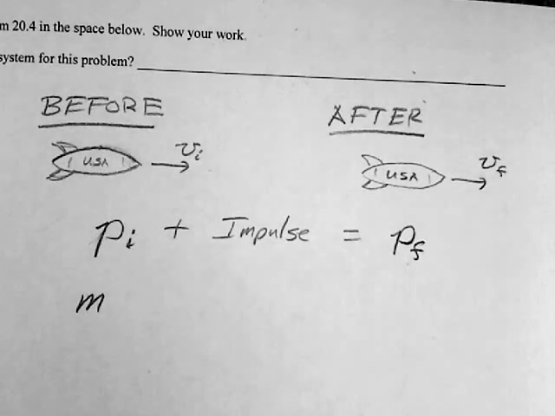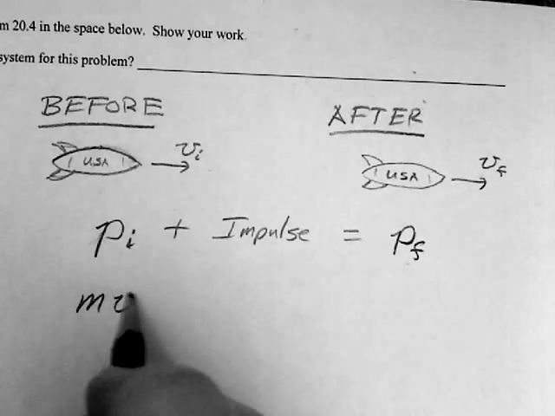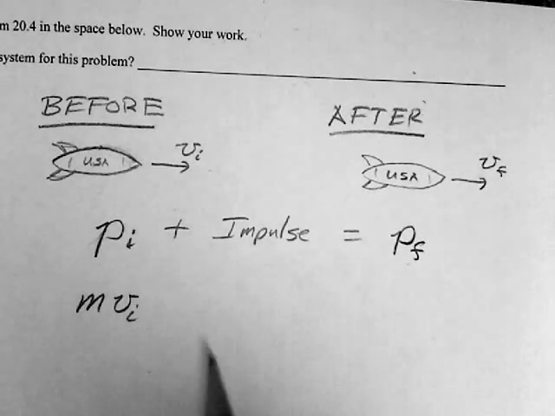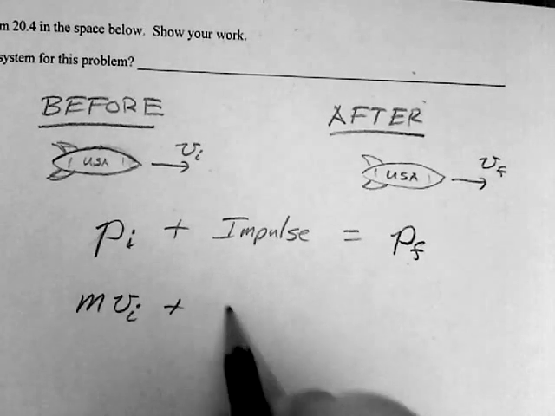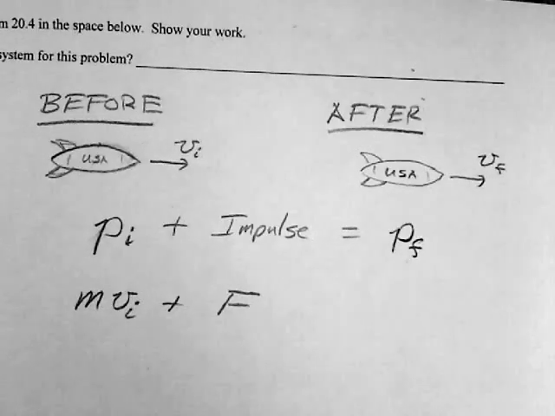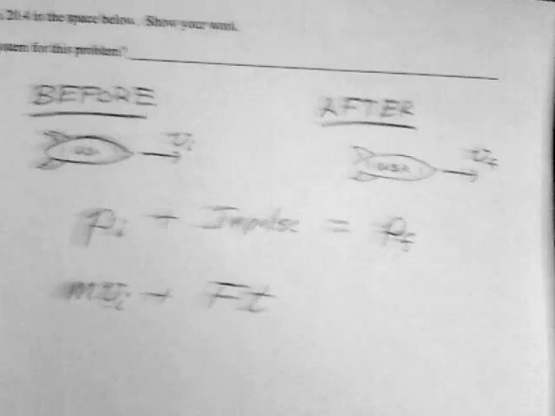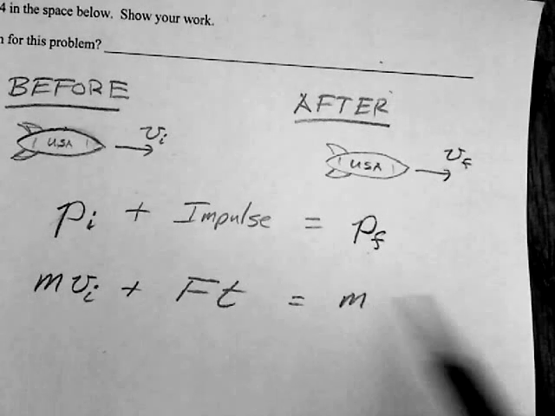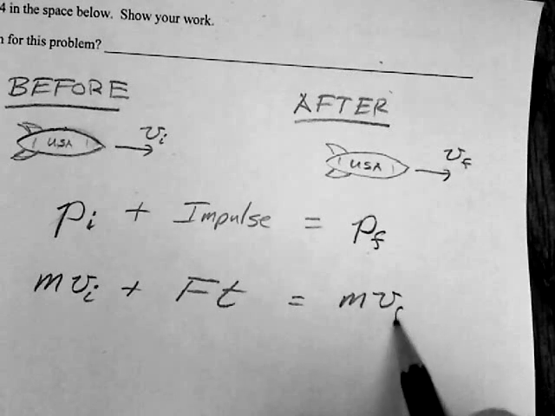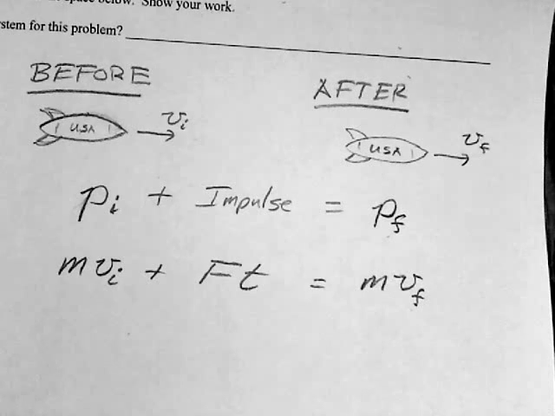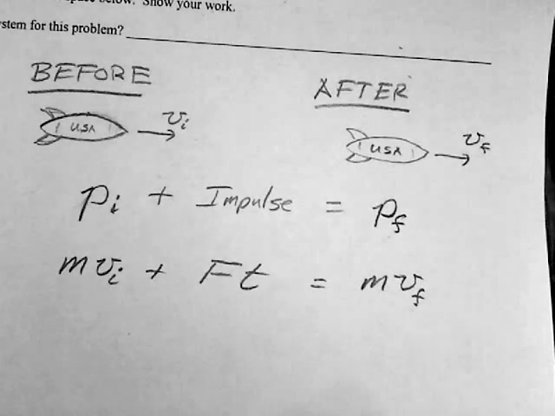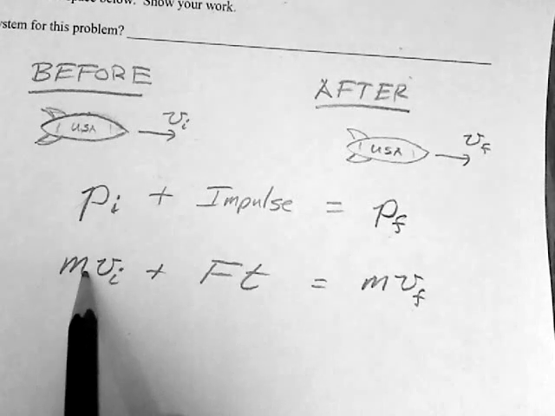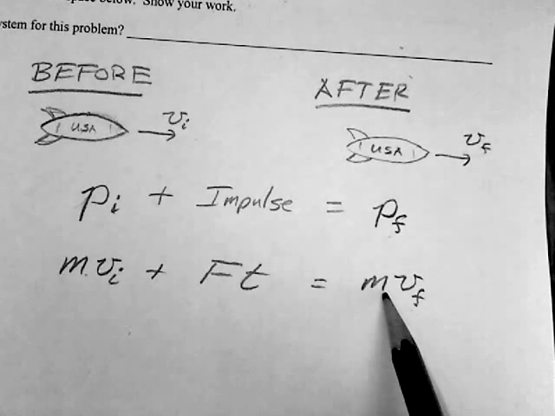Mass of the rocket here times the initial velocity plus the force of the thrust over time, that's the impulse, is equal to the mass of the rocket times the final velocity. The only thing that's kind of bothersome about this problem is that really to get this kind of thrust you have to have fuel coming out of the back. That means that you would have an initial mass here and a final mass over there.